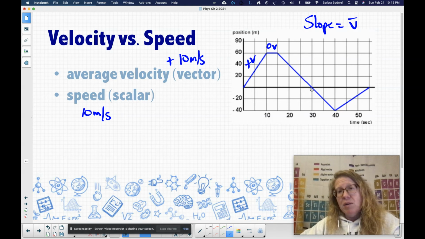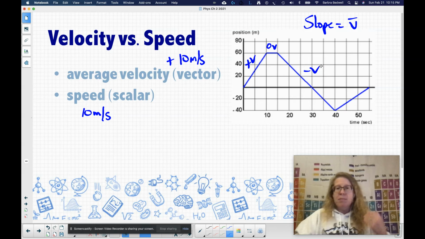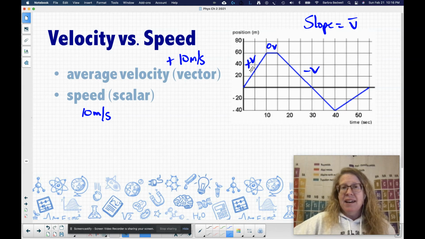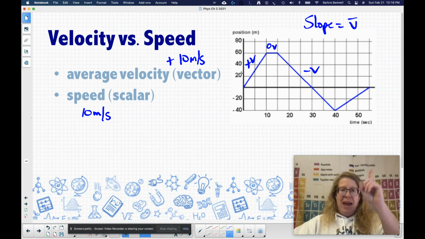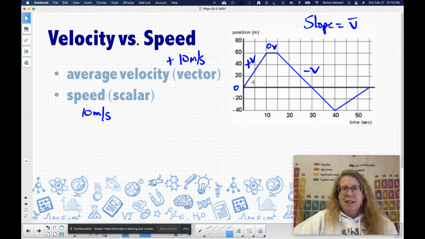Then right here, what is it doing? Well, here it's got a negative velocity. Now, what does that particularly mean? It means that it's going the other direction. If this is the north direction, if the position is going that way, and then the other position is going that way from some sort of a starting line, that's all that means.